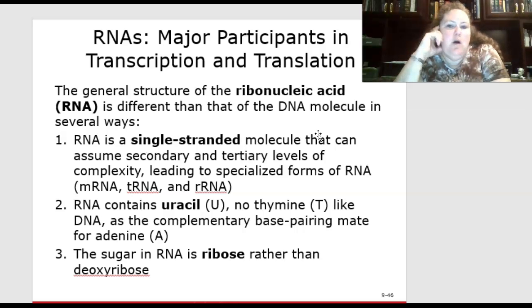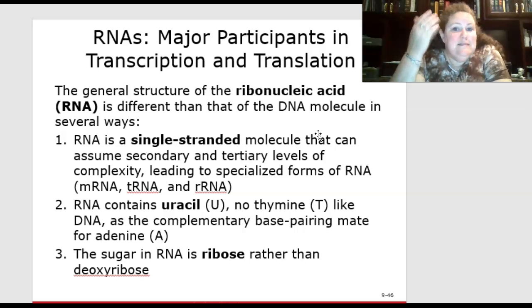So when we're talking about RNAs, these are major participants in transcription and translation. And the general structure of the ribonucleic acid, or RNA, is different than that of the DNA molecule in many different ways. One is that the RNA is going to be a single-stranded molecule that can assume secondary and tertiary levels of complexity, leading to specialized forms of RNA, such as messenger RNA, tRNA, and rRNA.